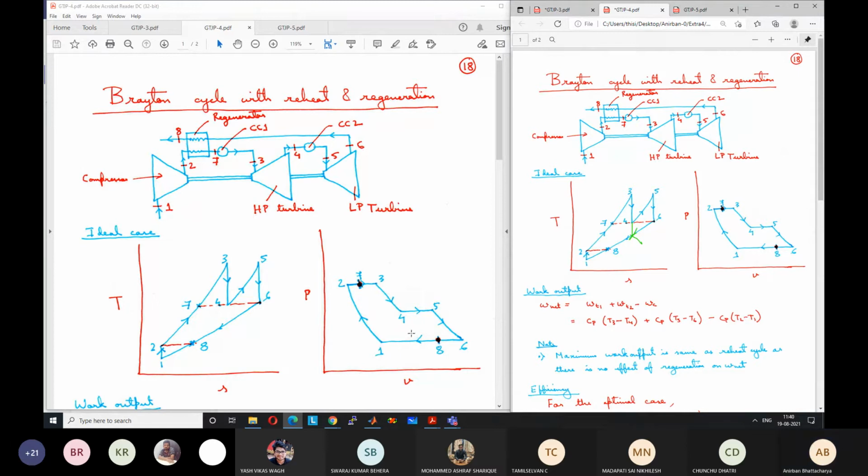Okay, which is not shown here. This is the real cycle where 8 is shown as open and 1 is shown as open. But when drawing, we are drawing them as closed cycles.